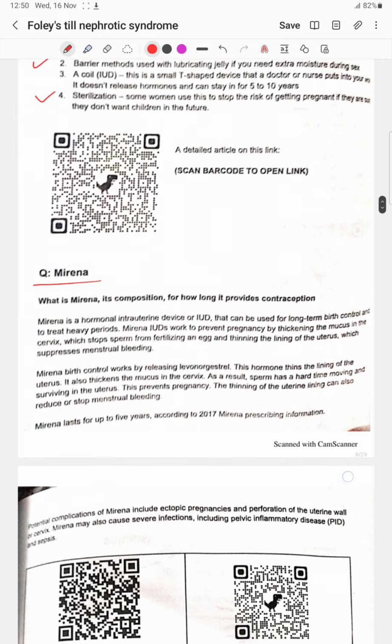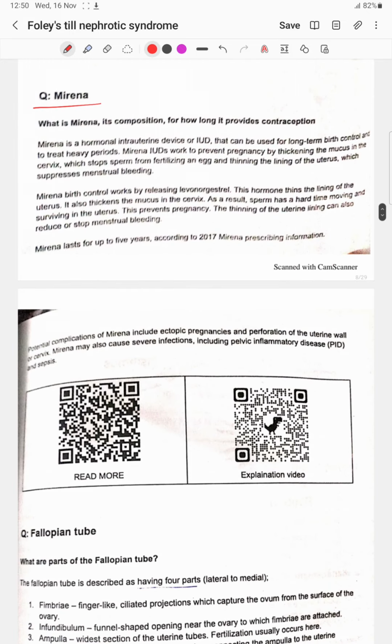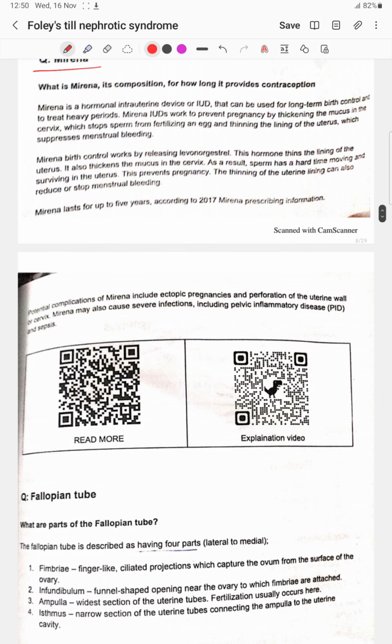The Mirena birth control works by releasing levonorgestrel. These hormones thin the lining of the uterus, and also thicken the mucus in the cervix. As a result, the sperm has a hard time moving and surviving in the uterus. This prevents pregnancy. The thinning of the uterine lining can also reduce or stop menstrual bleeding. Mirena lasts for up to 5 years, according to the 2017 Mirena prescribing information.